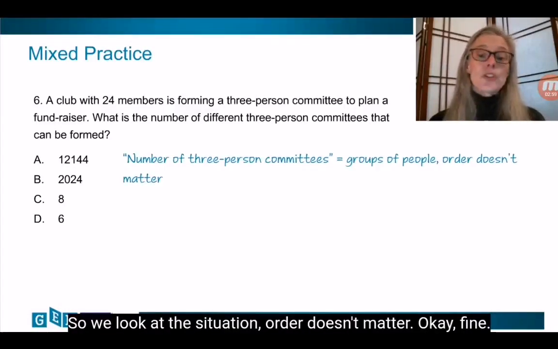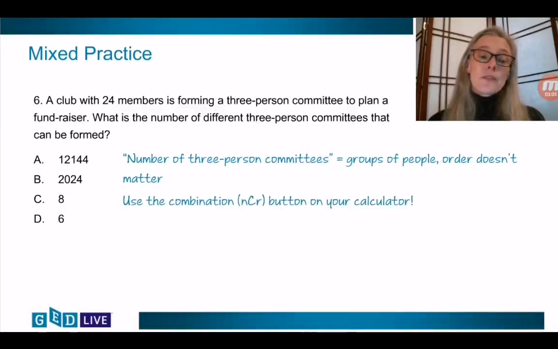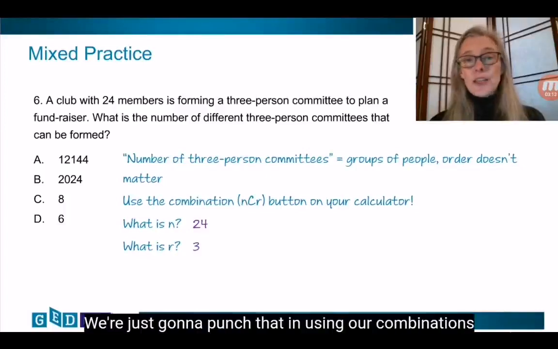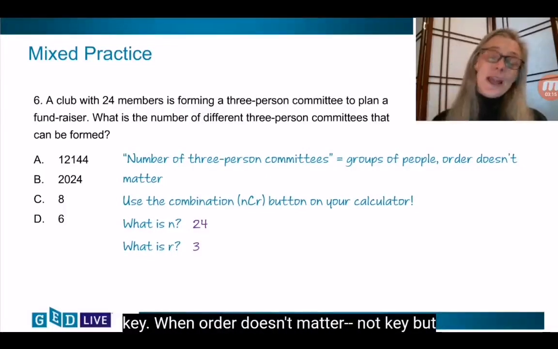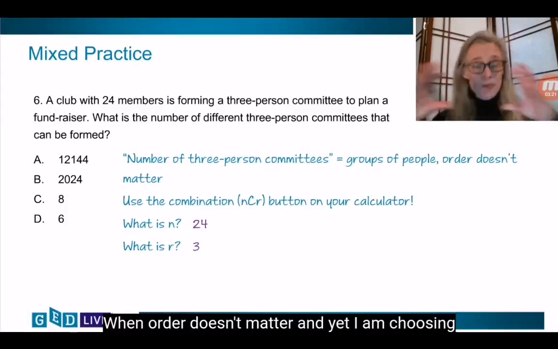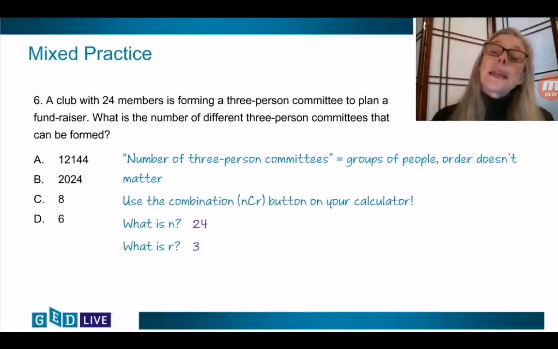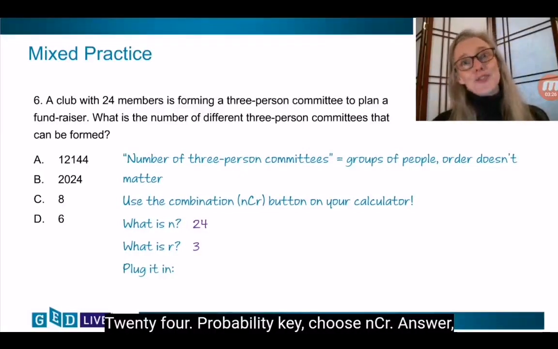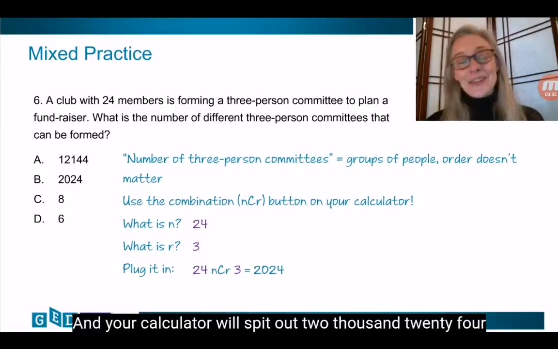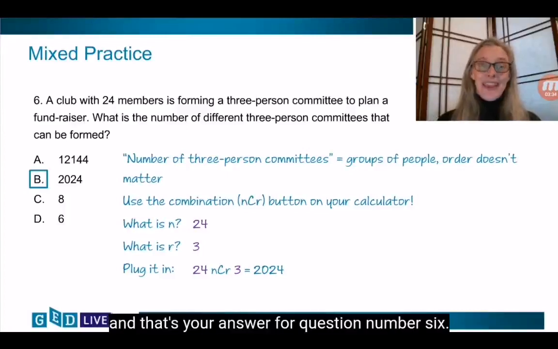So we look at the situation, order doesn't matter. Okay, fine. What is our n? 24. What is our r? 3. We're going to just punch that in using our combinations selection, since order doesn't matter and I am choosing a smaller group from a larger group. Plug it in, 24. Probability key, choose nCr. Enter, plug in 3, right? And your calculator will spit out 2024. And that's your answer for question number 6.